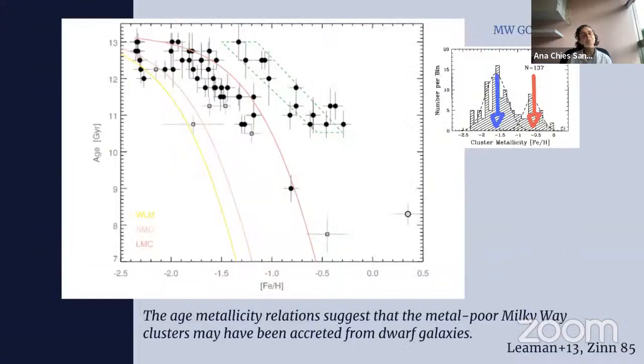And if we look at the age metallicity relations for Milky Way globulars, we have that the metal-poor GCs over here may have been accreted from neighboring dwarfs because they tend to follow the age metallicity relations for the SMC and LMC, for instance, while the more metal-rich GCs, the bulge GCs in this green region, tend to have different age metallicity relations.